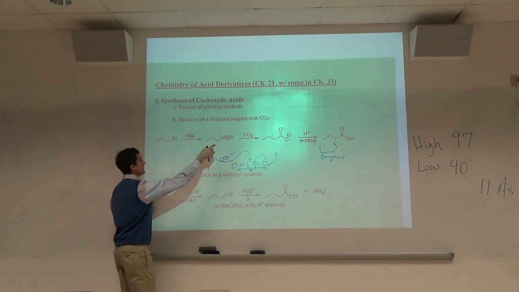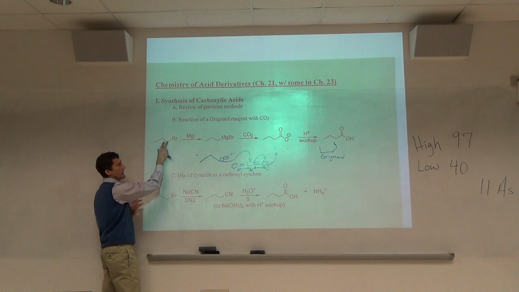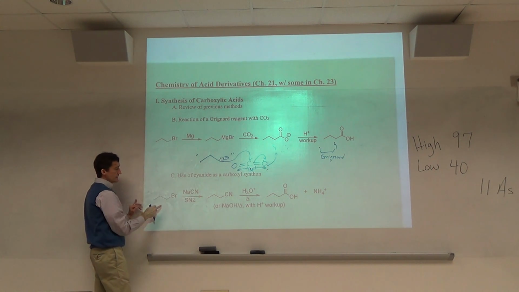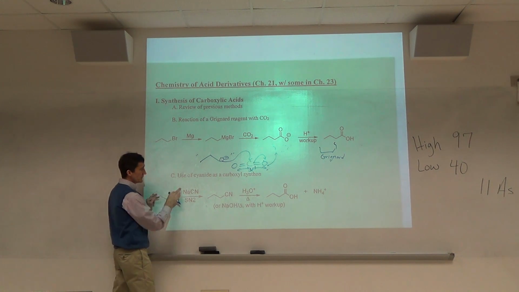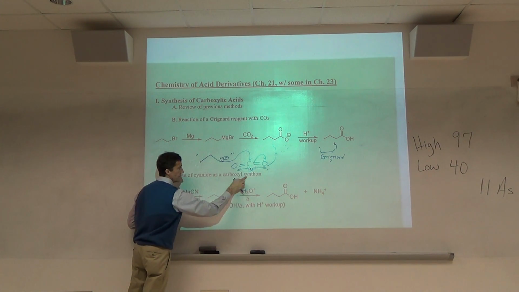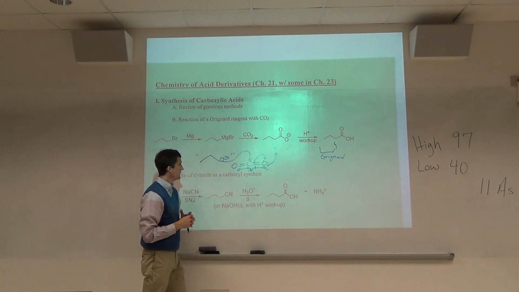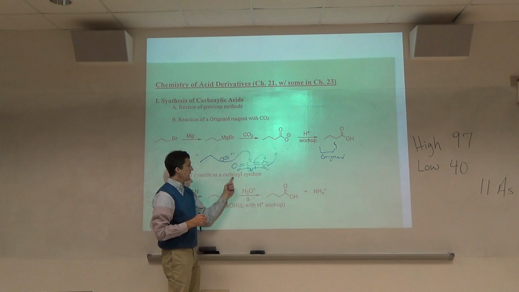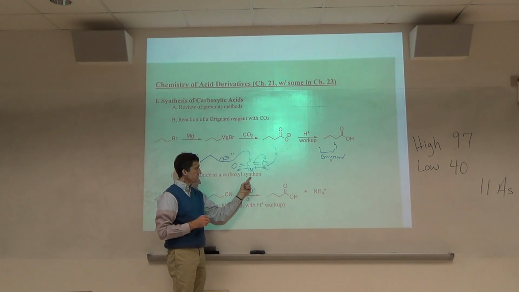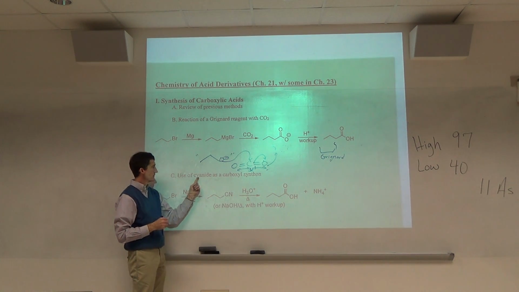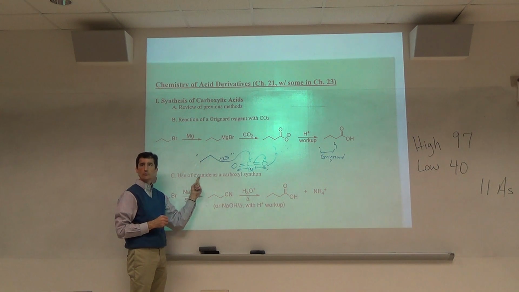Ultimately, what did we start here? We started with an alkyl bromide halide. Down here, we also started with the same alkyl halide. Down here, we're going to use cyanide as a synthon, a carboxyl synthon. Synthon is sort of like a precursor, a surrogate or a precursor.